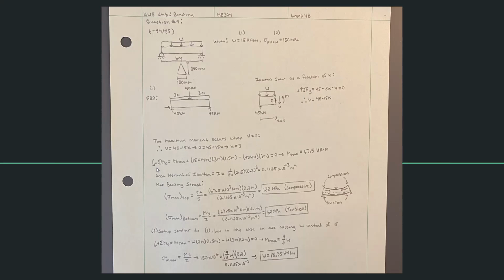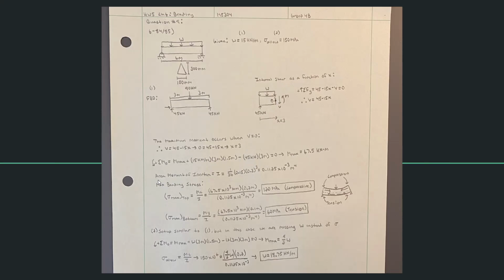Now we are going to set up our moment equation, which would have whatever the maximum moment would be. In addition, you're going to have the 15 kilonewtons per meter times the 3 meters times 1.5, because it would be 15 kilonewtons per meter distributed across the 3 meters, and then the distance where it's actually acting upon this member is going to be 1.5 meters in. This 45 kilonewtons is going to be 3 meters away from our origin. And then we can use that to determine that the maximum moment would be 67.5 kilonewton meters.